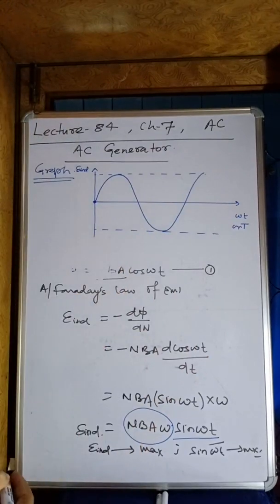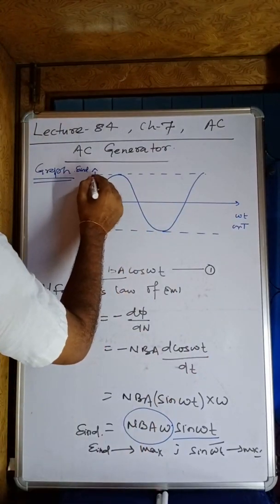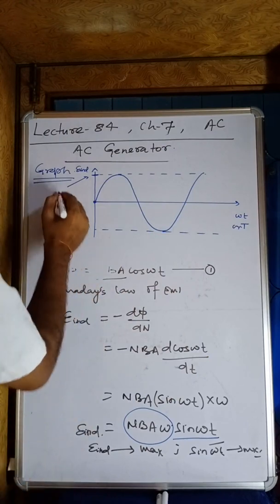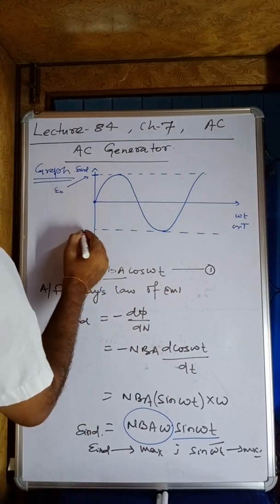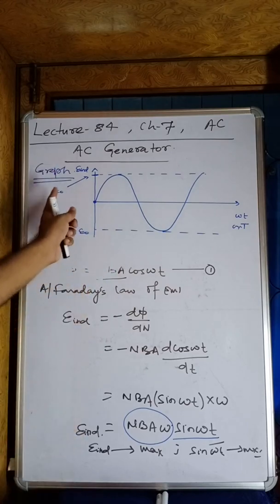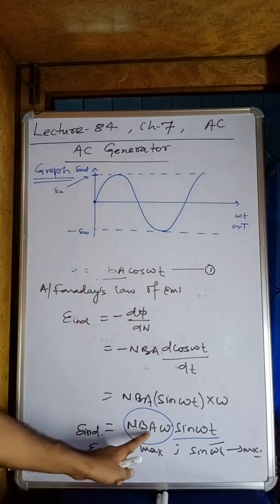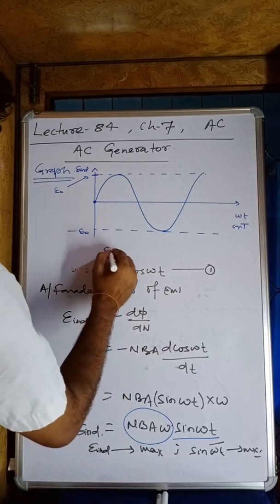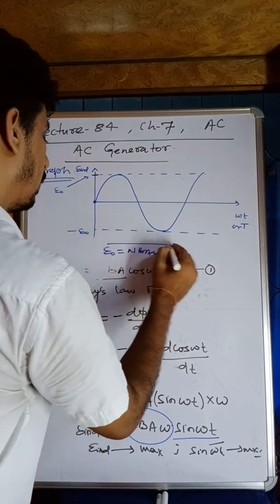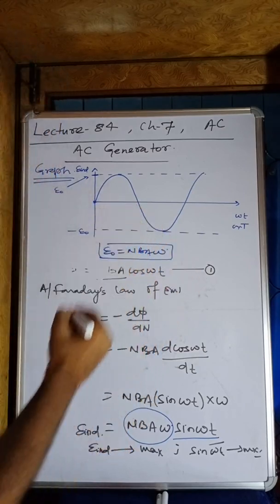Am I right, my dear students? And this is the maximum value. This maximum value that we have studied in EMI is denoted by E naught. This is minus E naught. So we can write this E naught as how much? NBA omega. This is not very difficult to understand, my dear friends.